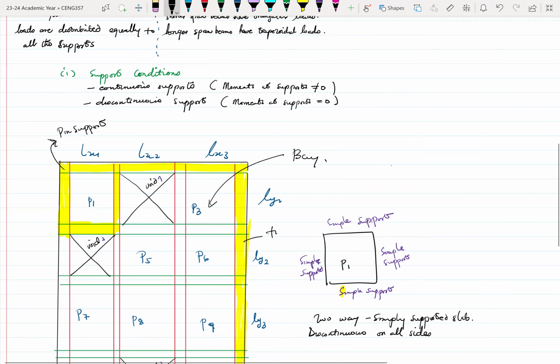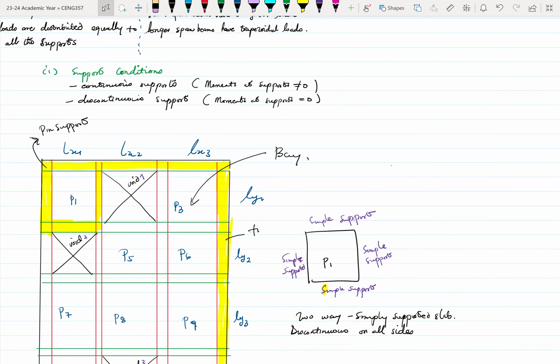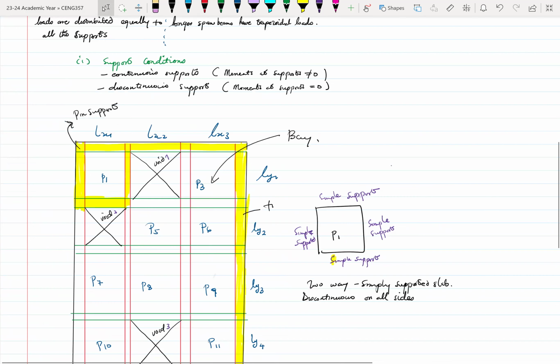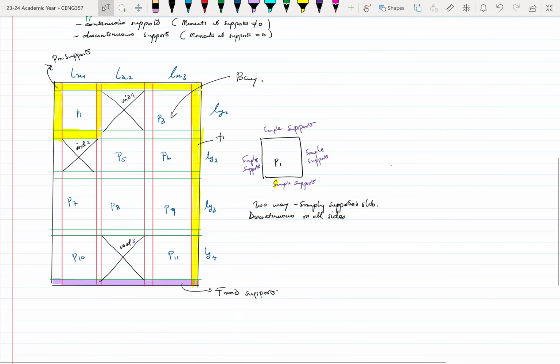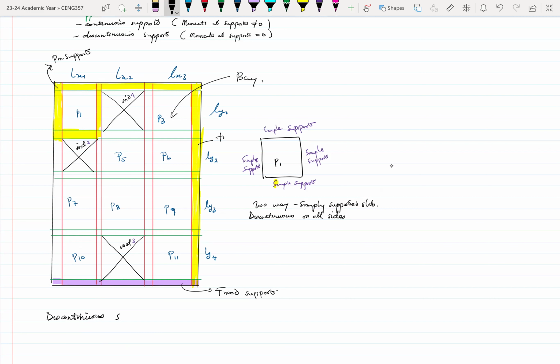All right. So if it is simply supported, or if the support is a simple support, whether it is a pin or a roller, then that is discontinuous. If the support is an internal support or a fixed support, then that becomes a continuous support. So let me state it here. For a discontinuous support, the end support is either a hinge or a roller. All right.